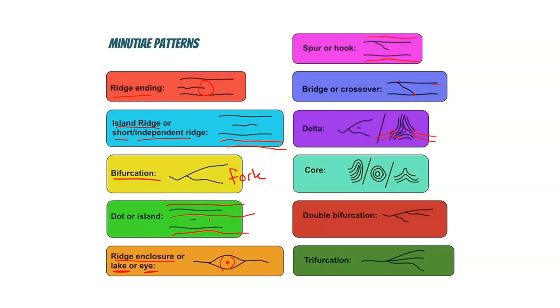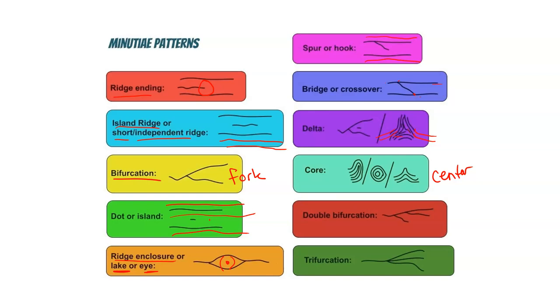A core is basically the central area of a fingerprint, depending on if it's a loop, arch, or whorl. Okay? They are the center of the fingerprint. So that obviously is the foundation. It's basically the core or the center of each of the fingerprints.